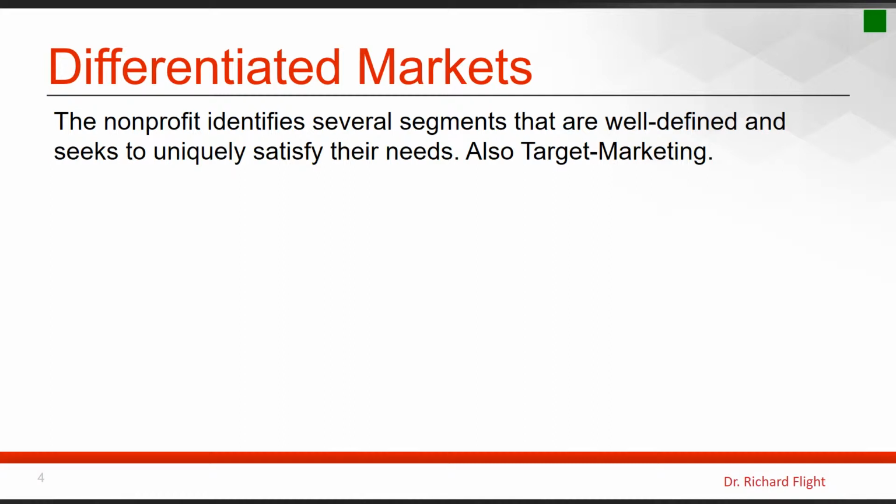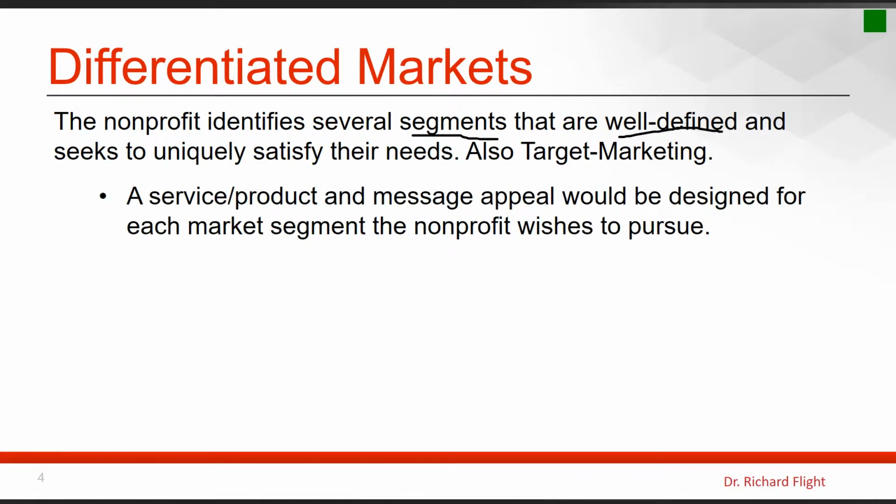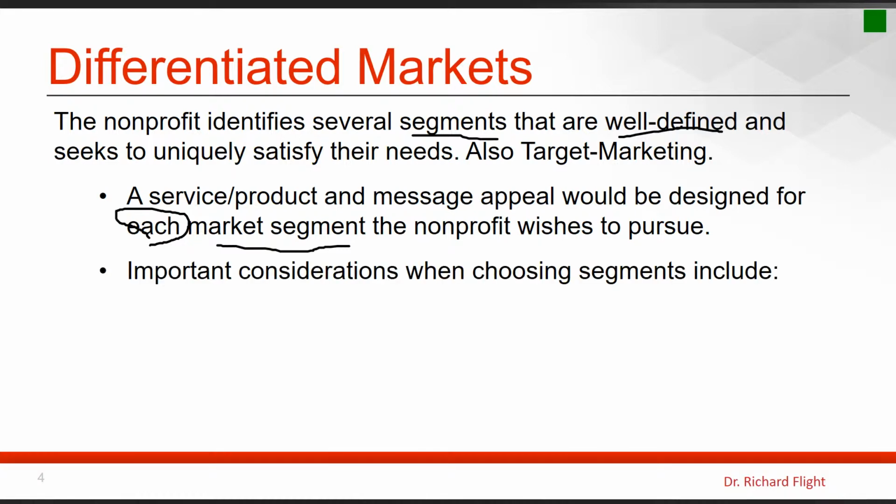One step down is what we call the differentiated market. Sometimes we also call this a target market strategy. So we want to identify probably more than one individual market, maybe 2 or 3 or 4 market segments that are well defined and that we can satisfy their needs for. A service or product or message appeal would need to be designed for each of the market segments. So this is important. Each market segment that we choose should have a marketing plan that is devoted to it.